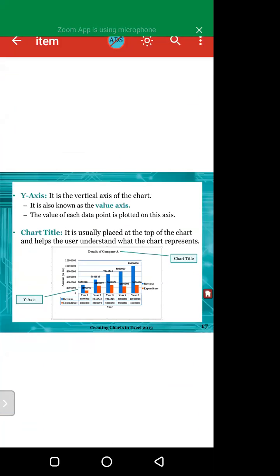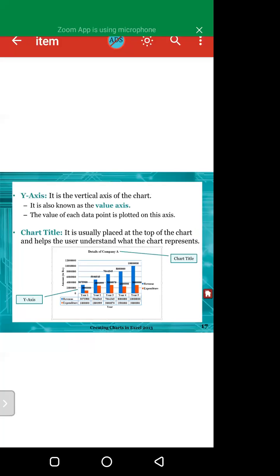Y-axis. It is the vertical axis of the chart. It is also known as the value axis. The value of each data point is plotted on the axis. Chart title. It is usually placed at the top of the chart and helps the user understand what the chart represents.